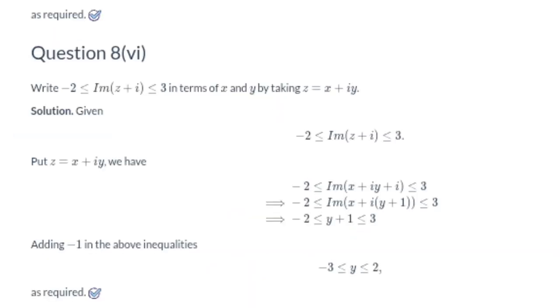Minus 2 is less than or equal to Im of z plus i is less than or equal to 3. Imaginary part. The Im of z plus i is y plus 1. Inequality. The inequality becomes minus 2 is less than or equal to y plus 1 is less than or equal to 3. Isolate y. Subtracting 1 from all parts gives the final answer. Locus. The result is the horizontal strip. Minus 3 is less than or equal to y is less than or equal to 2.